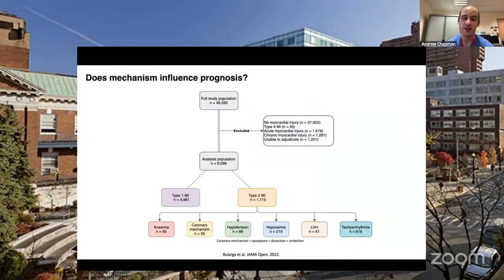We also showed that it performed better than the GRACE score, which is used in some institutions for risk stratification. Another important question is whether the mechanism of type 2 myocardial infarction influences prognosis. As I illustrated already, the most prevalent etiology for type 2 MI is tachyarrhythmia in over 50% of patients. Of the remainder, hypoxemia is second commonest, followed by hypotension. And there are also patients who experience a multitude of different insults at the same time.